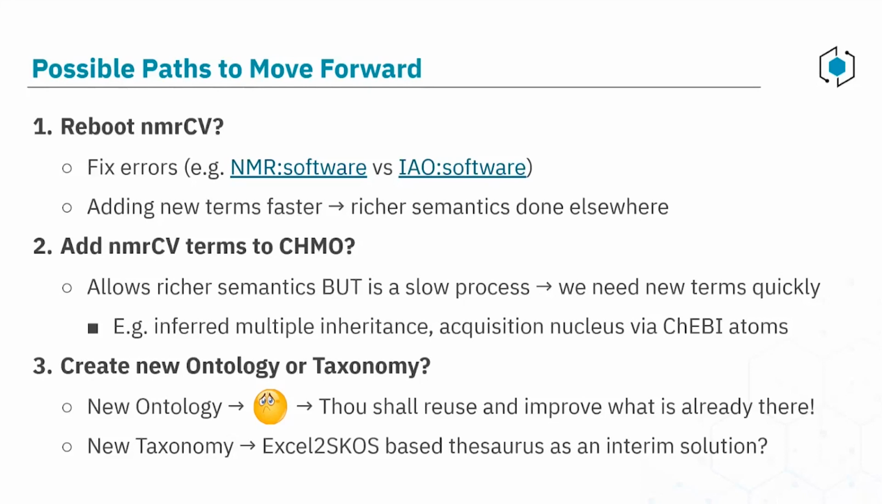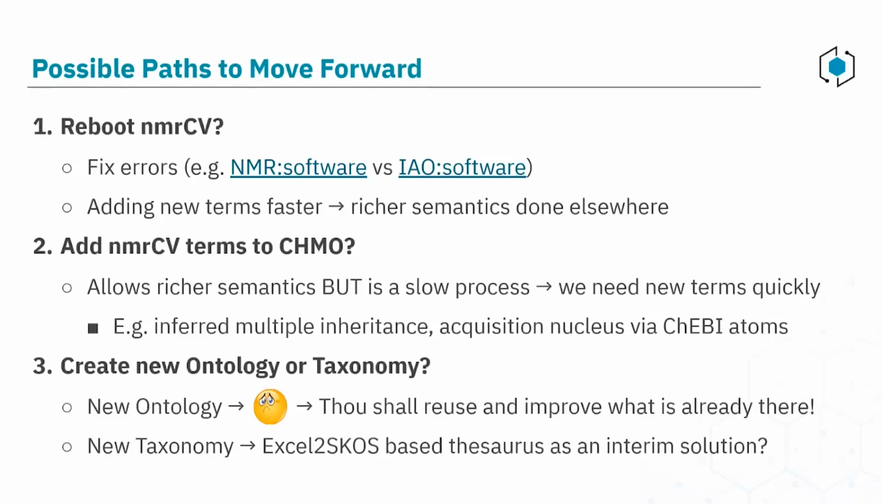Or we could go down the road where we say, well, we do want to add nmrCV terms to CHMO and thus improve CHMO. But as I've said, this is a much slower process, and ontology engineering resources are very sparse. So it seems to be better to first do things like move to an ODK-based repository. There are a lot of other things that would have to be done beforehand. But the upside would be having richer semantics. We could infer multiple inheritance with regard to grouping the spectroscopies according to different axes like dimensionality or acquisition nucleus.